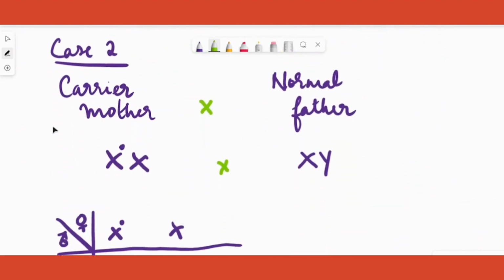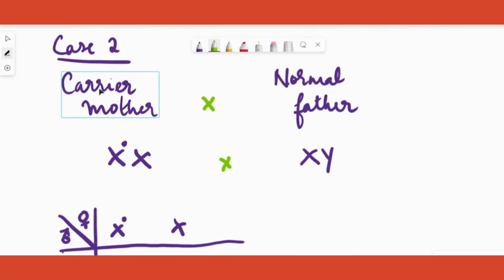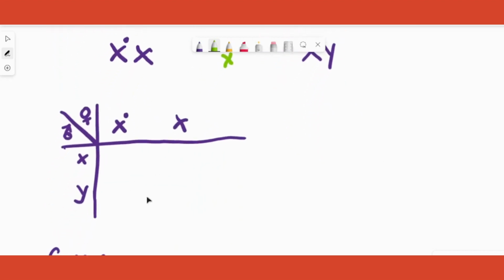Now, the same way I have worked out, there are 2 more cases which you should try to solve by yourself quickly without my help. So there is a carrier woman and a normal father. What will be the genotype of her? Whenever you say carrier, one of the X's should have that dot which states that it is a recessive allele present over there, and normal X crossed with an X and a Y. Please try to cross it yourself and let me know what result you got.